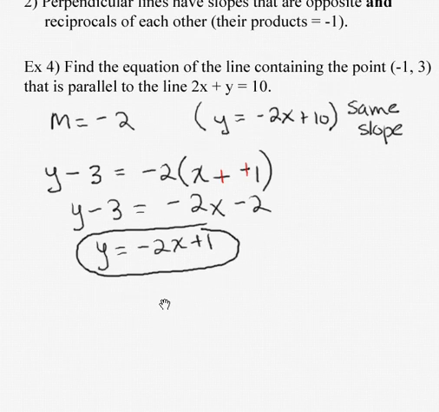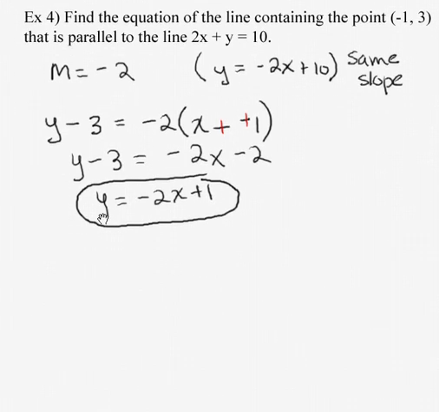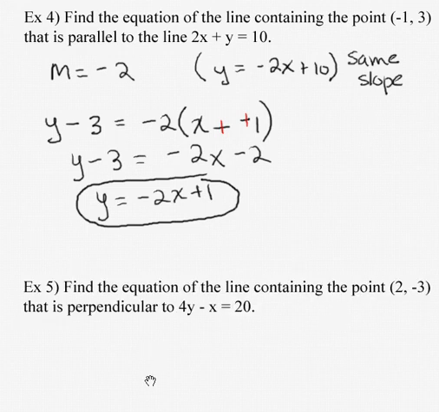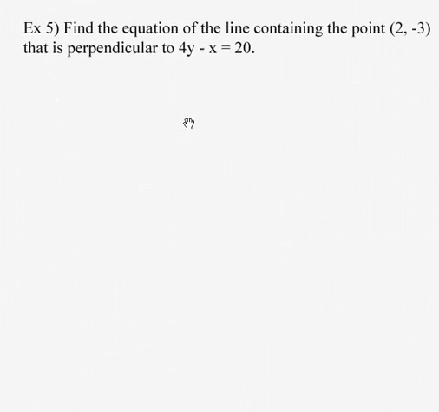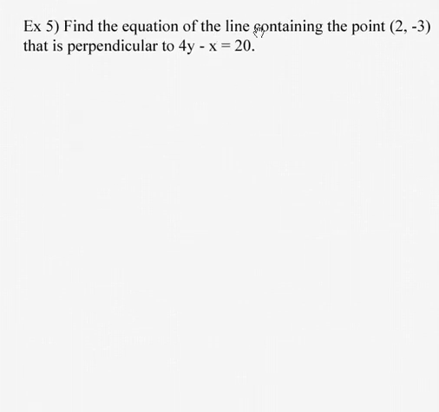And I'm going to leave the answer in slope-intercept form here: y equals -2x plus 1. In standard form, we would just add 2x to both sides, and have 2x plus y equals 1. I believe if you check your answers in the back of the book, they put their answers all in standard form.